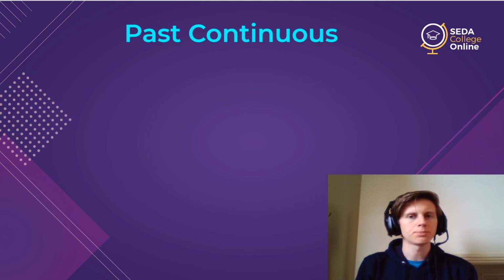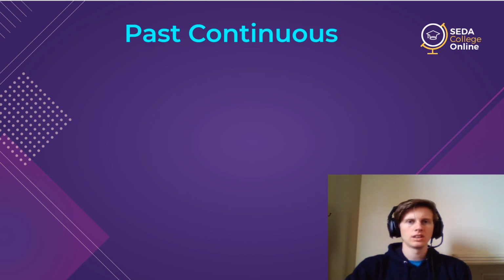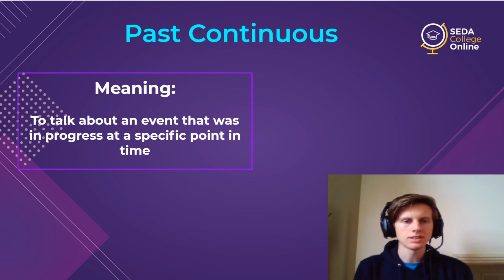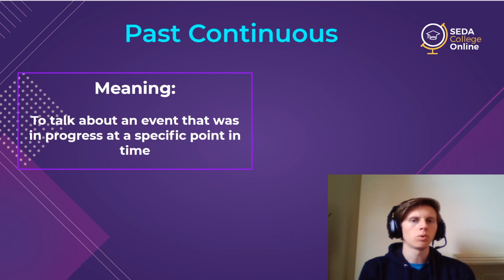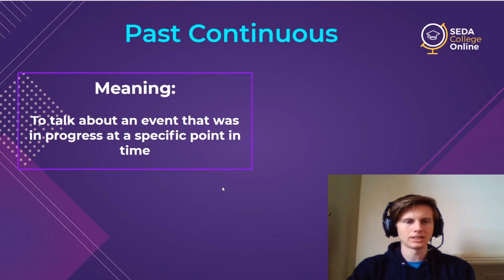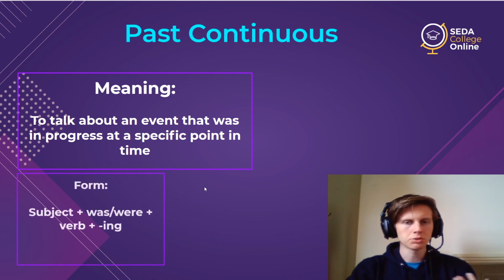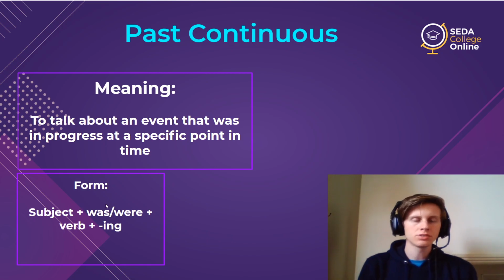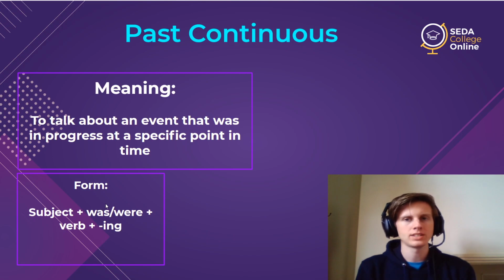So now let's talk about the past continuous. The past continuous is to talk about an event that was in progress at a specific point in time. So we think the past perfect was for before. Now we have something that was in progress around that specific point in time. To make it, it was subject plus was, were, and verb-ing. So it looks very, very similar to the present continuous.